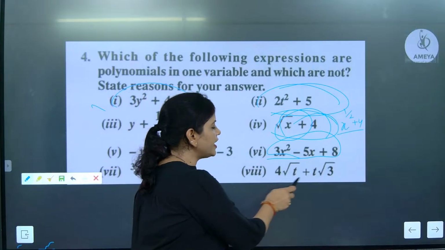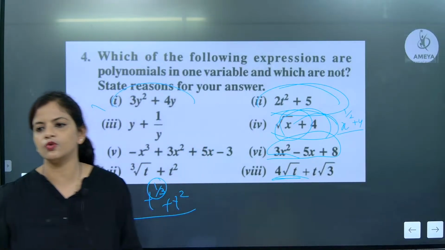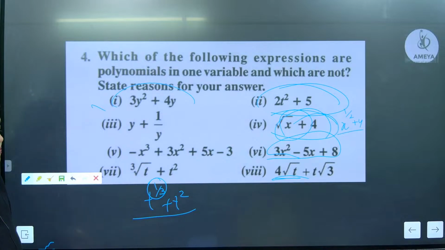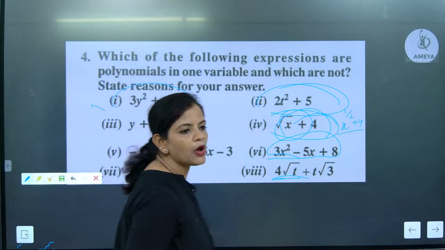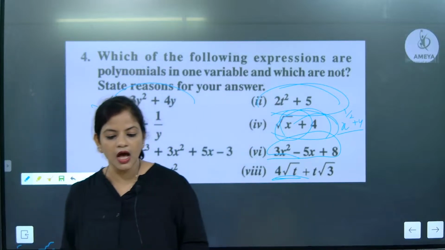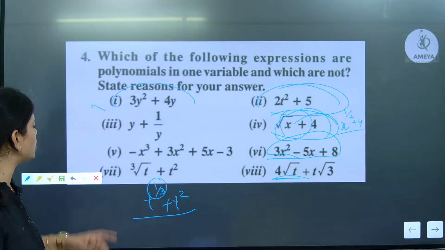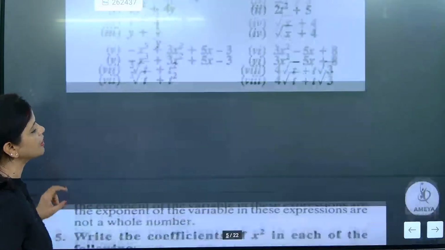So here, again t is having 1 by 2 as power. So t having 1 by 2 as power means, is it a polynomial? No, it's not a polynomial. Understood? Because a root is there. That's the correct answer.